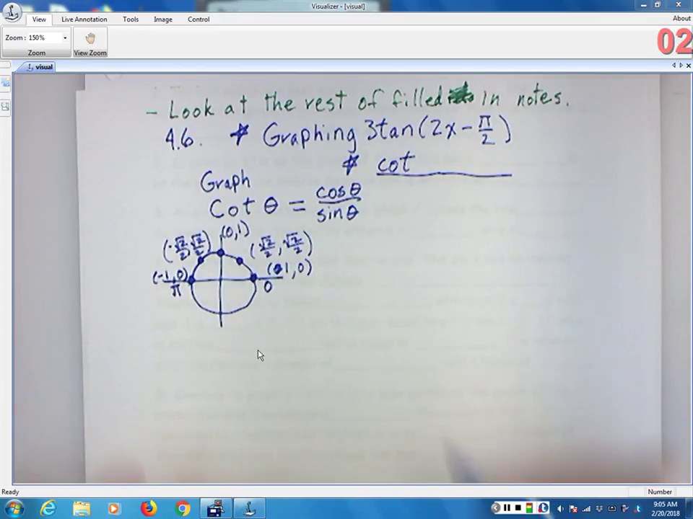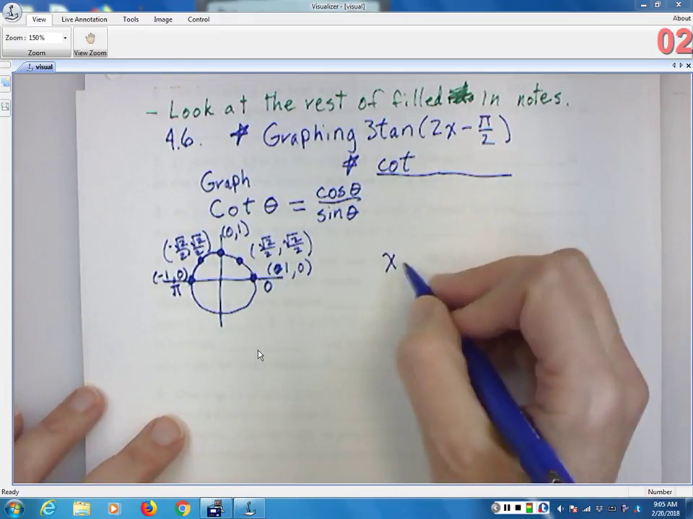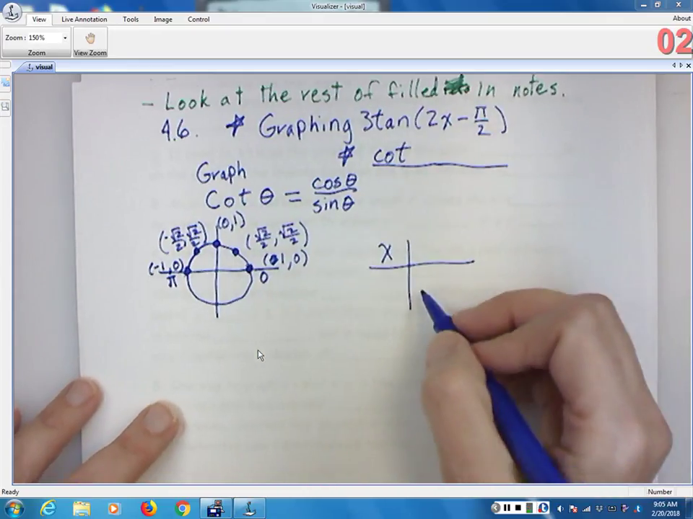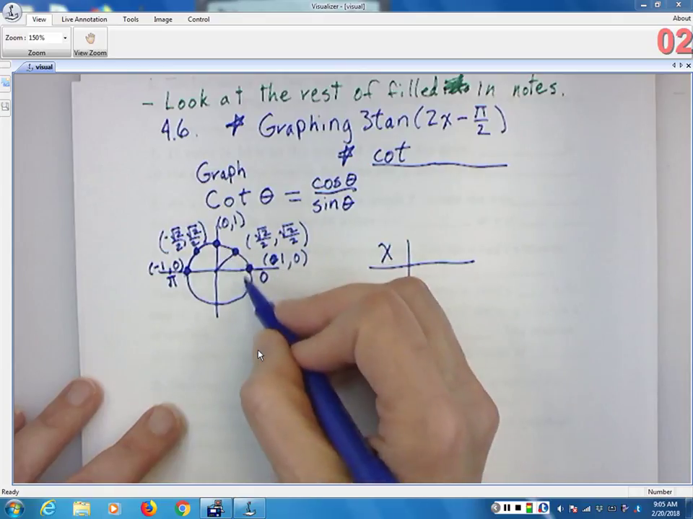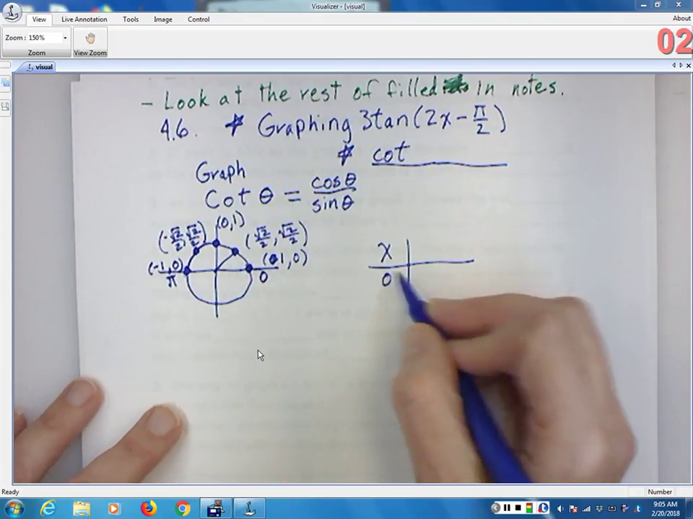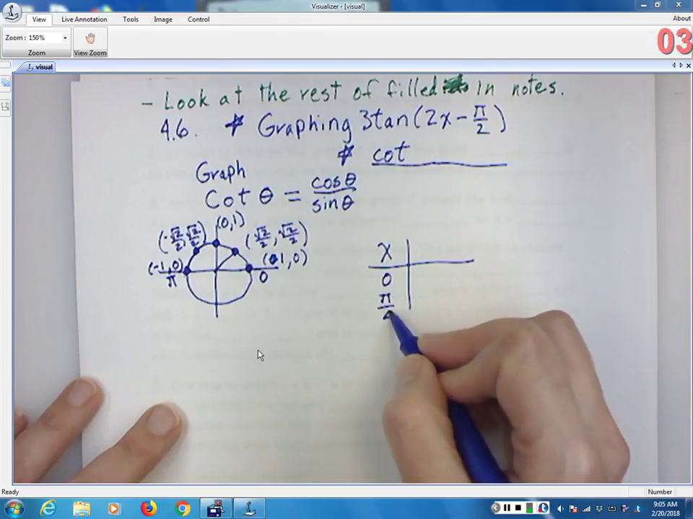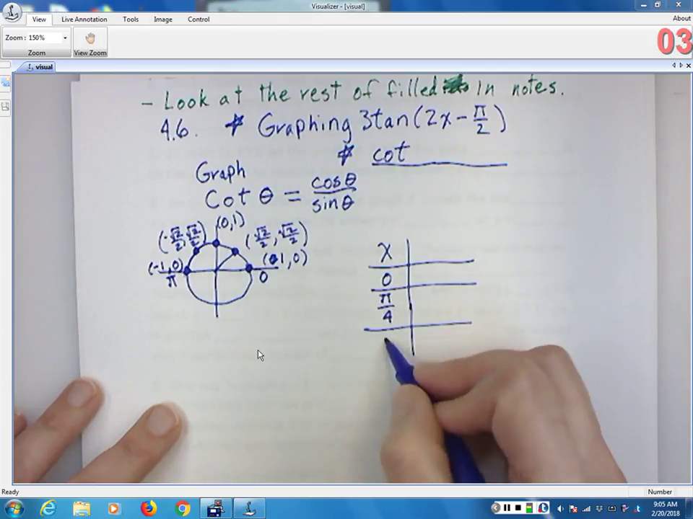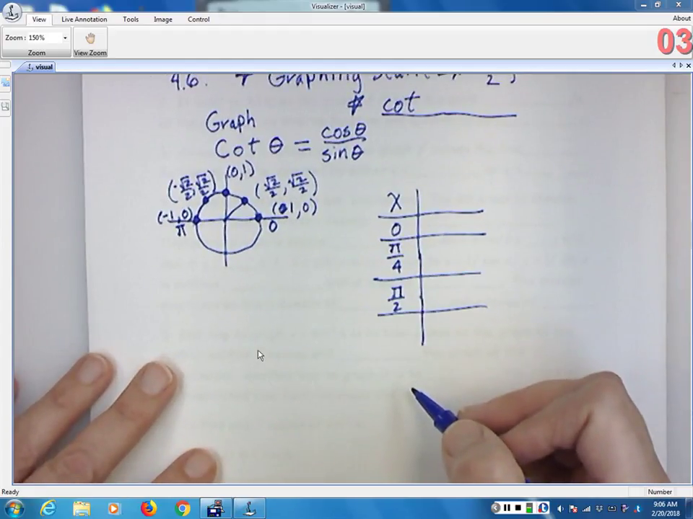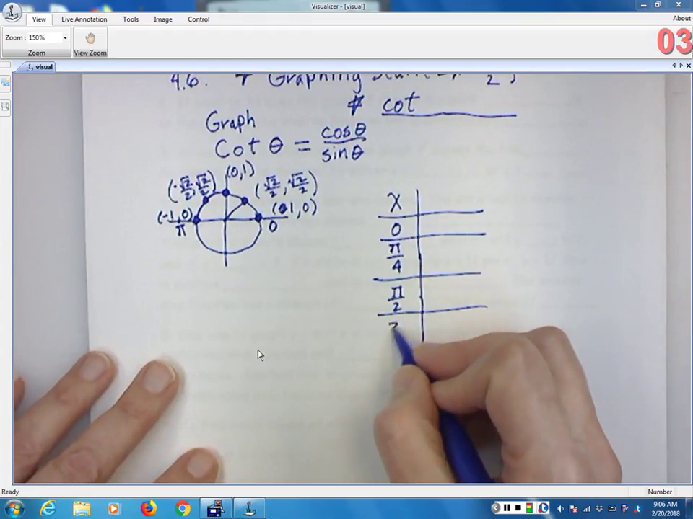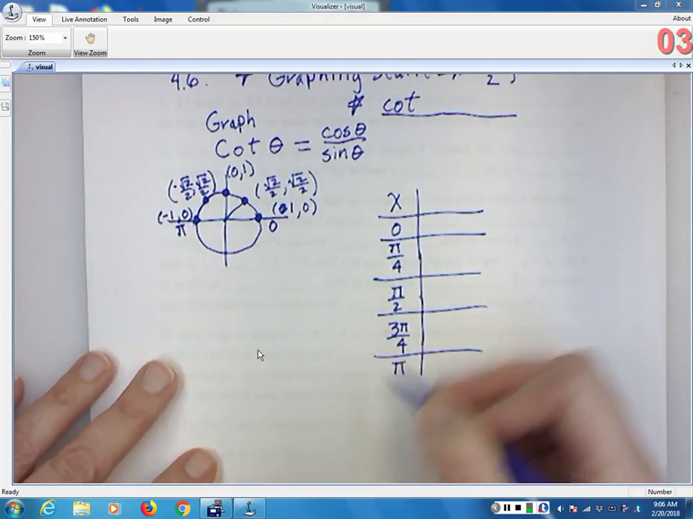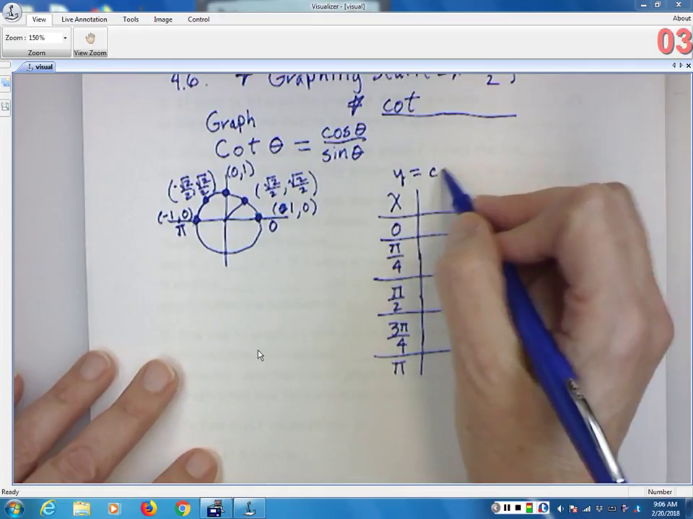So, if you're going to graph this plain old cotangent theta, these are the 5 key points. We'll have x equals 0, pi over 4, pi over 2, 3 pi over 4, and pi. This is y equals cotangent x.